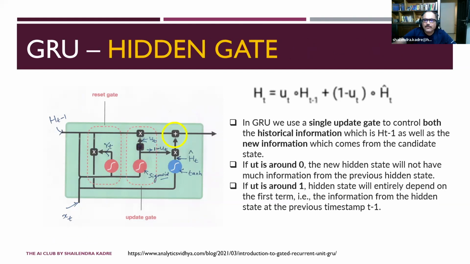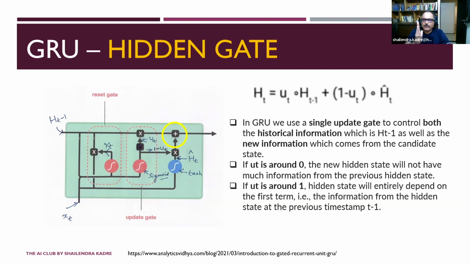HT is the new update, HT cap, which we are multiplying by 1 minus UT. And the HT minus 1 is coming from the previous time step, which we are multiplying by UT. So now this equation we have to understand. When UT is 0, what does it mean? Entire HT minus 1 will be wiped off and only HT cap will be considered, meaning only new input will be considered. And when UT is 1, the entire new information will be wiped off and only the left hand side will be considered. Is this understood? UT and 1 minus UT.